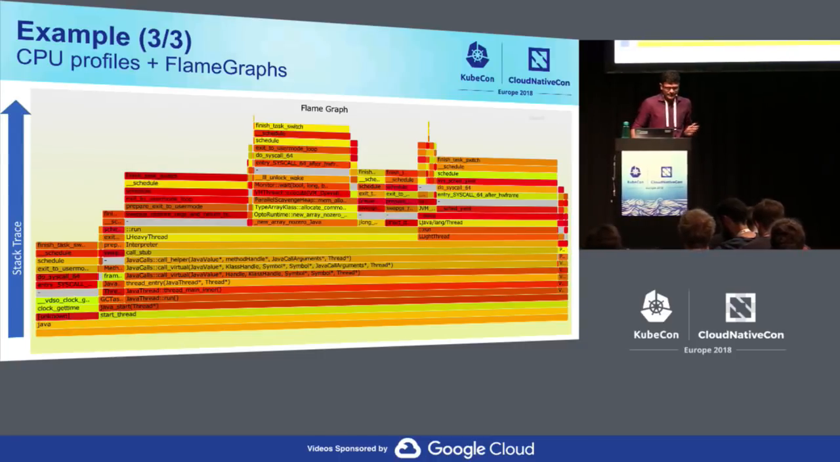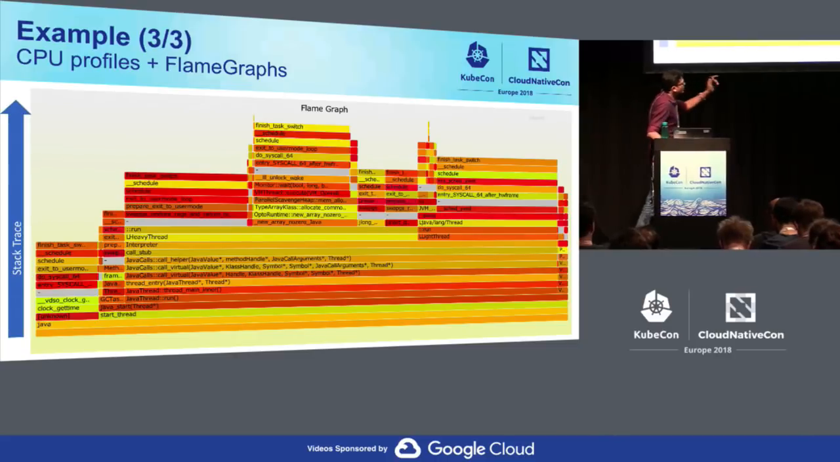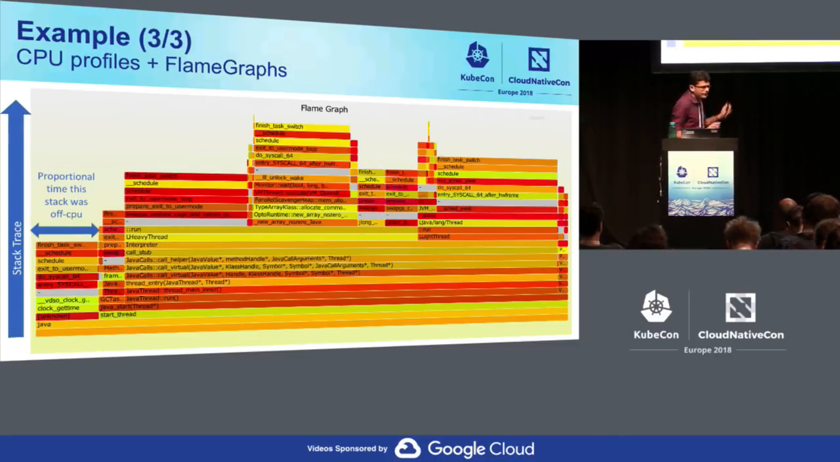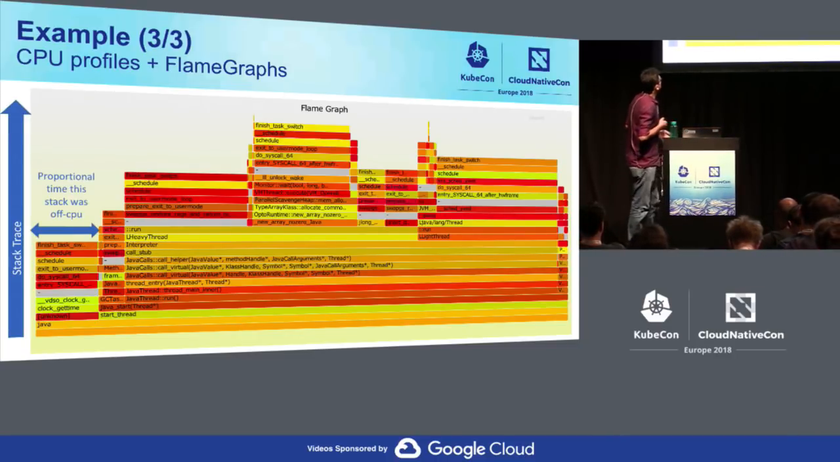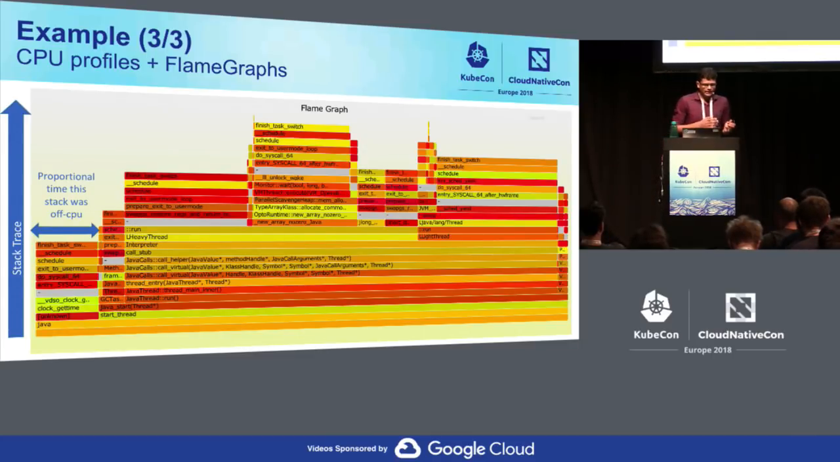And on the x-axis, these stack traces are just sorted alphabetically, but the width of each column is proportional to the time a particular stack was scheduled off the CPU. So for an on-CPU flame graph, the width will denote how much time it spent on the CPU, and for an off-CPU flame graph, it denotes how much time it spent off the CPU.